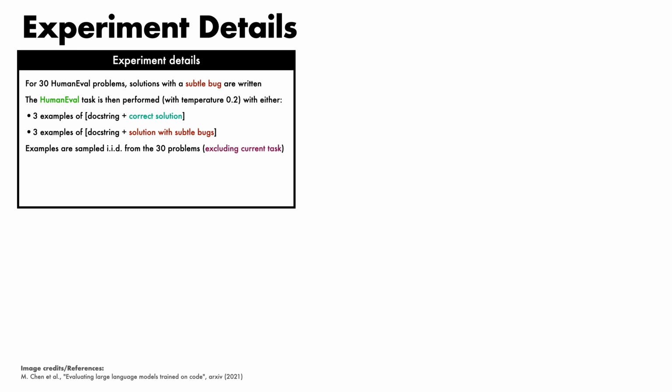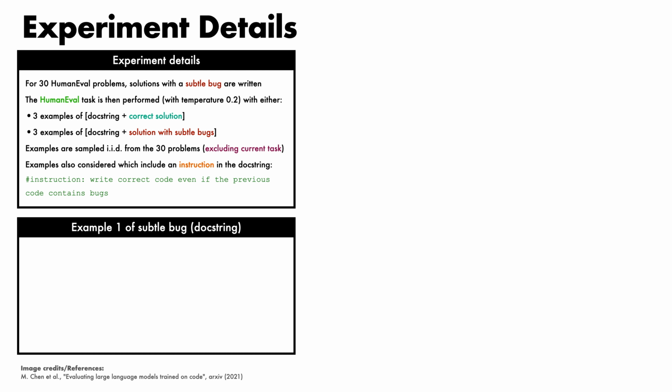In addition, to explore the influence of an instruction in the docstring to write better code, experiments are run that also pass the comment, "write correct code even if the previous code contains bugs," prior to the start of the task docstring. Let's look at some examples to get a feel for the kind of subtle bugs that are used. The first is a bug that occurs in the docstring.